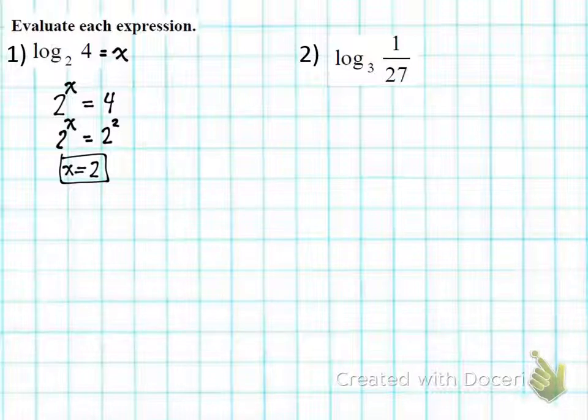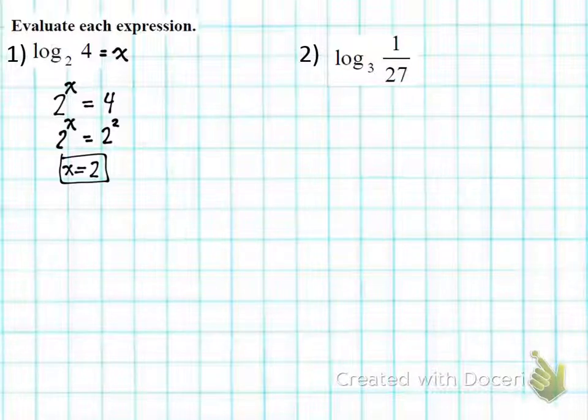So what did I just do? I set the expression equal to x. Then I rewrote the logarithmic equation as an exponential equation right here. Then I found a common base of 2. And once the bases are the same, I set the exponents equal to each other, x is equal to 2. Sometimes it won't be so easy like that.